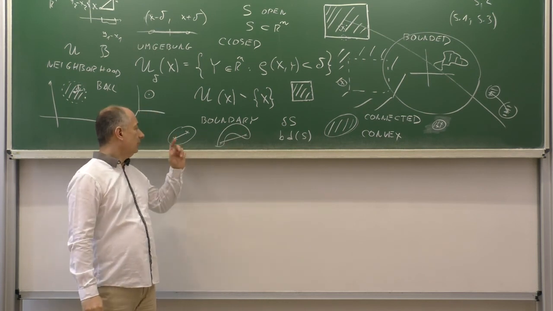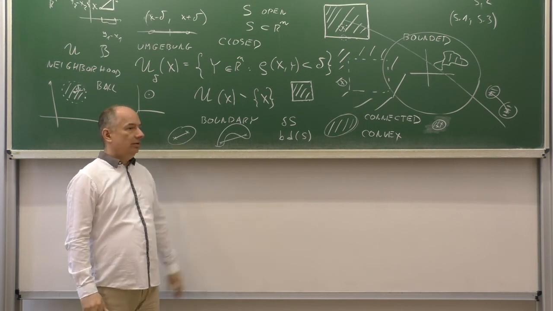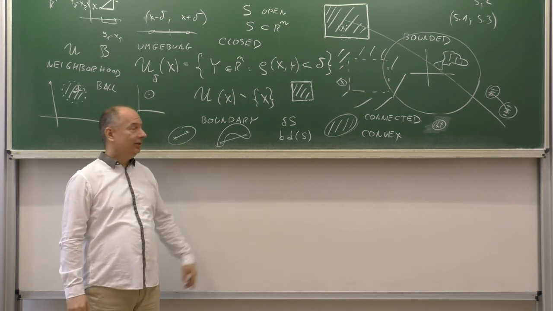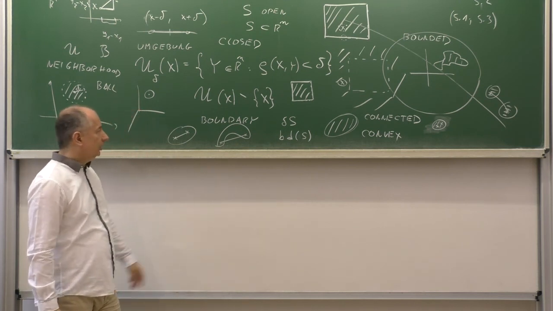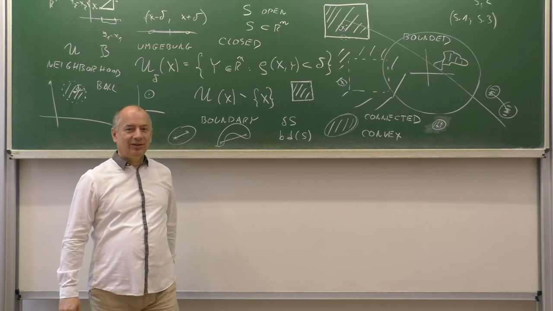So while apple is oval, orange is connected, banana is not connected. It's connected but is not convex.